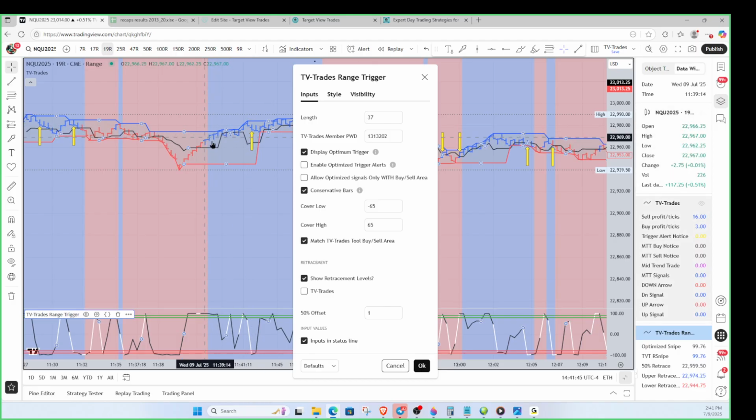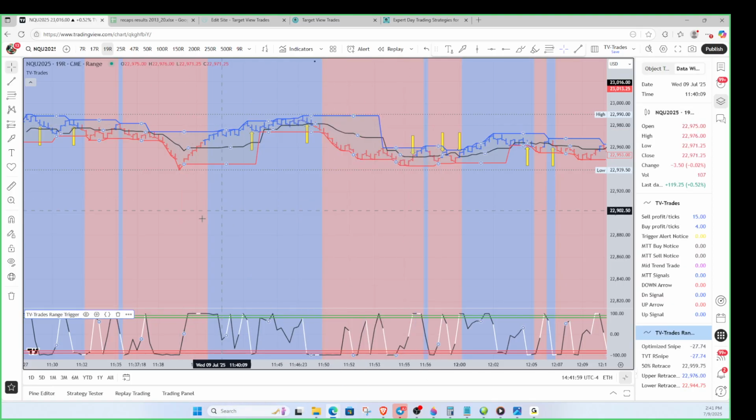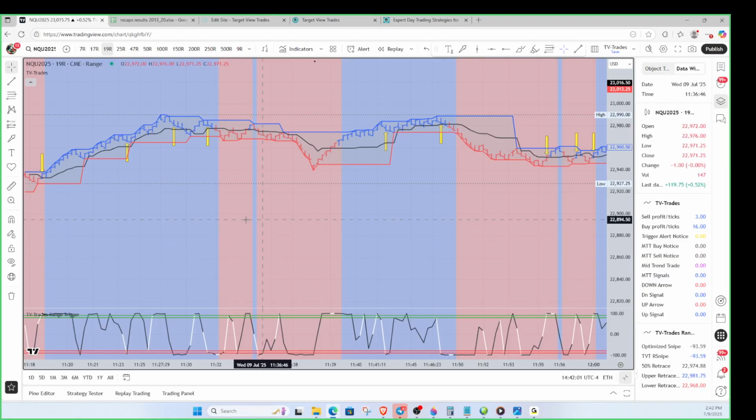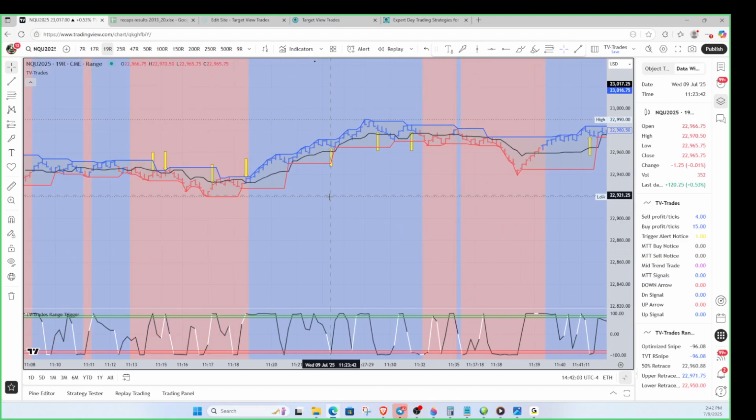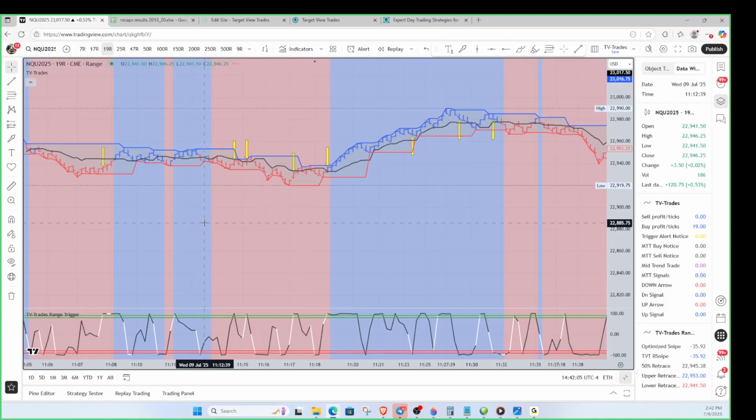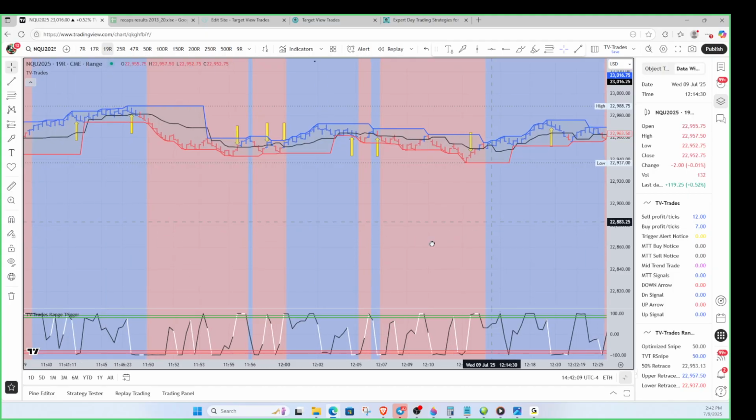You see up here, watch how the black line moves around. Now the difference is that it's going based upon this when you have TV trades checked. Okay, it's going based upon this. So you're going to have TV trades checked when you're doing it using TV trades, and so that's why I use range bars.